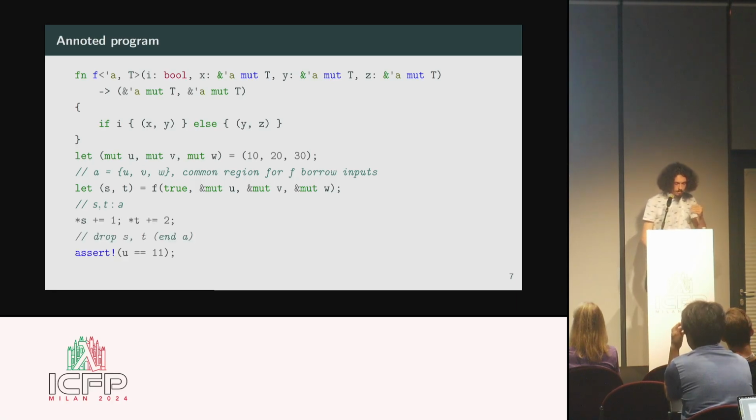So after that, I can, as before, modify my integers, and then when I want to read U, I apply the mechanism I described before. So I say, okay, I access U, I check what the current regions in my program are, so A, and because A contains U, I want to end the region A, and so drop all the borrows associated to A. So I drop S and T, and after that, I'm guaranteed that U is the most recent access, and so the only access to itself.